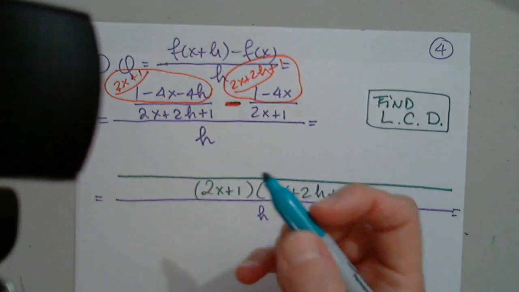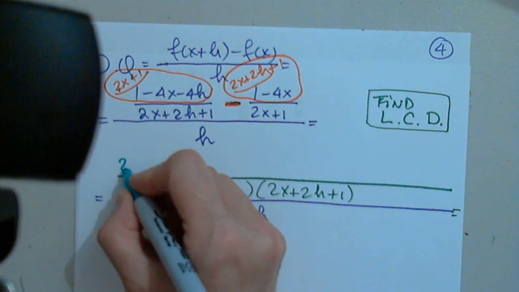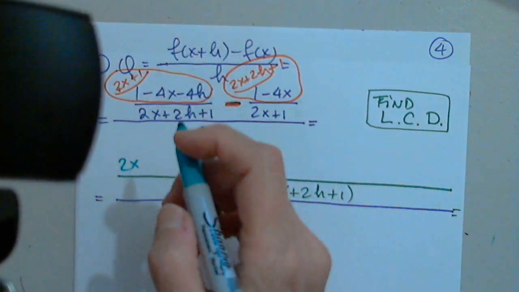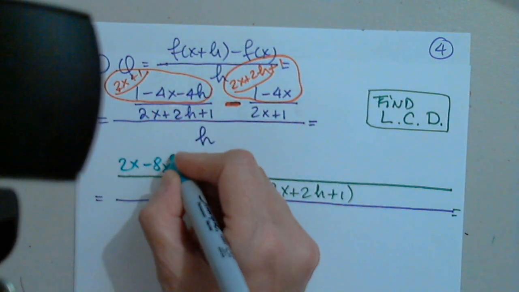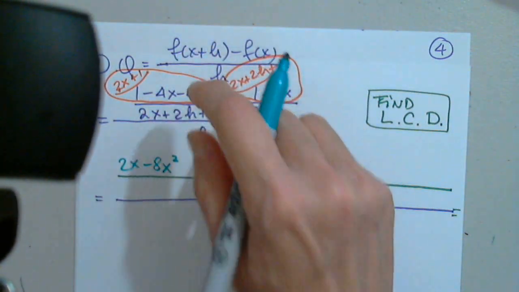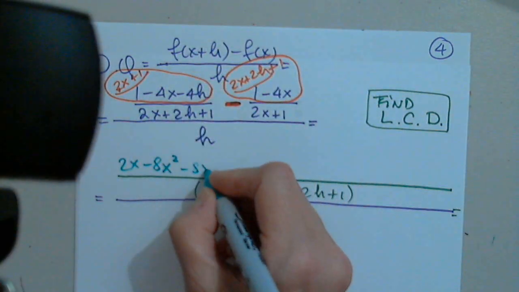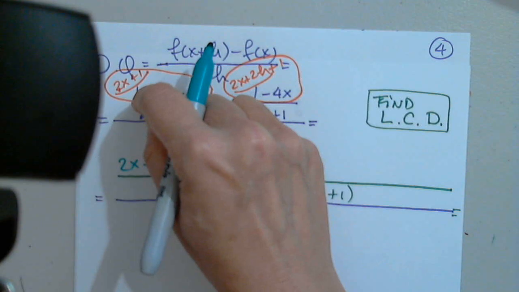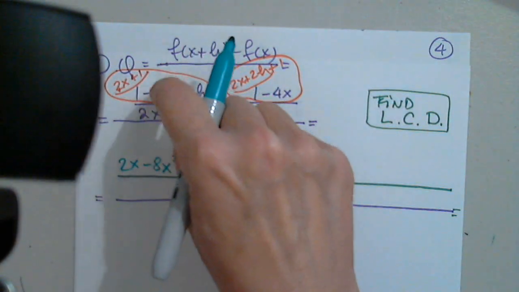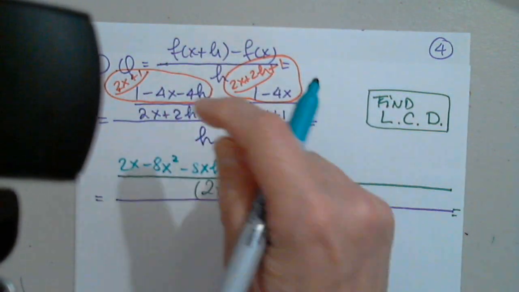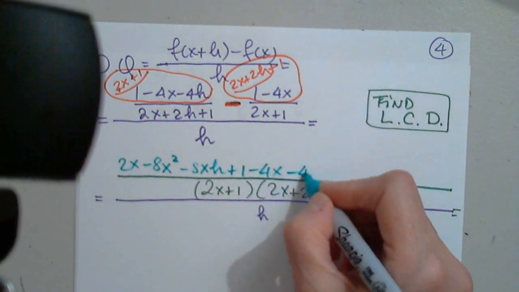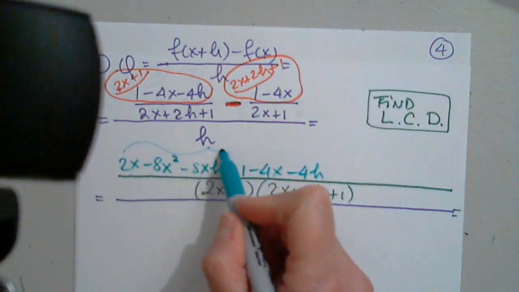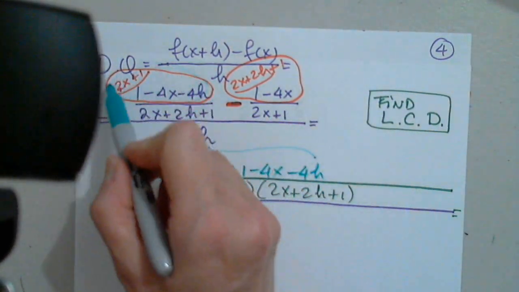That's my MO. 2x times 1. 2x times negative 4x. 2x times negative 4h. 1 times 1. 1 times negative 4x. 1 times negative 4h. All this is this product.